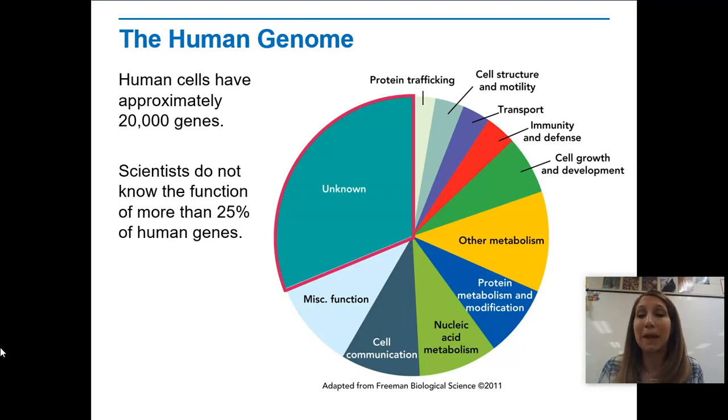Now, when I say it's been mapped, that means that we actually know the order of letters that make up the genes that we find on our chromosomes and the order of letters of all the other stuff in our genome that doesn't actually code for a protein. Remember, we have lots of other non-coding DNA, or those introns that have to be removed during RNA processing after transcription. So there's lots of other stuff in there too.